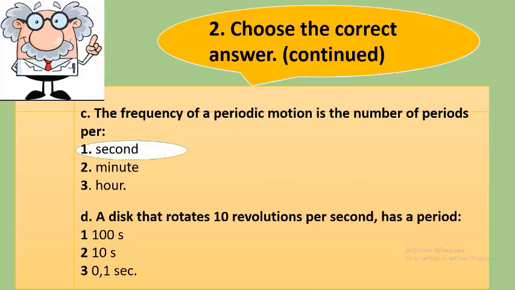A disk that rotates 10 revolutions per second has a period. If we recall that the period is 1 divided by the frequency, and here we have 10 revolutions, so it's passing through 10 times in 1 second. So the period is 1 divided by 10, which is 0.1 seconds.